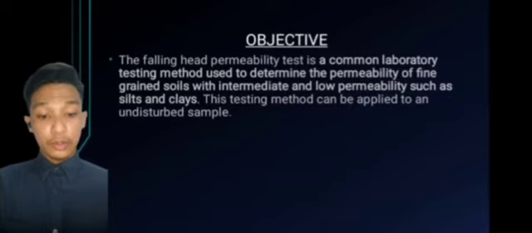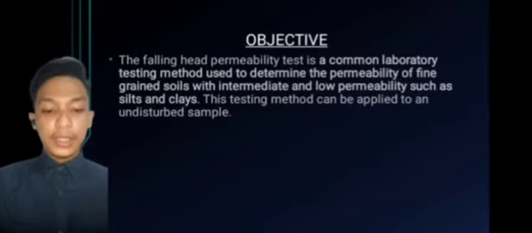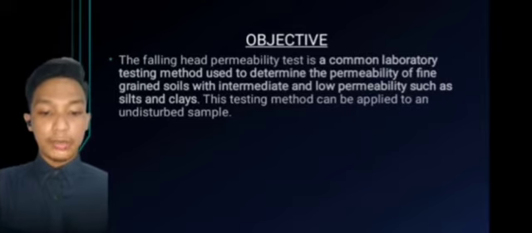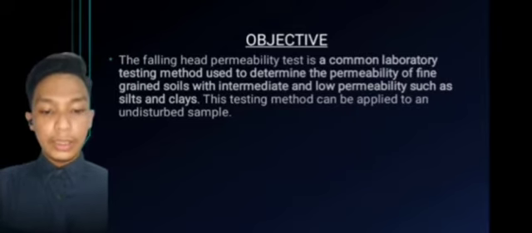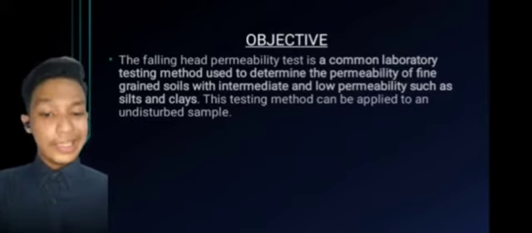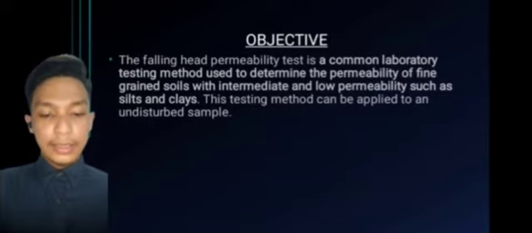Okay, first we continue with the objective. The falling head permeability test is a common laboratory testing method used to determine the permeability of fine-grained soils with intermediate and low permeability, such as silts and clays. This testing method can be applied to an undisturbed sample.